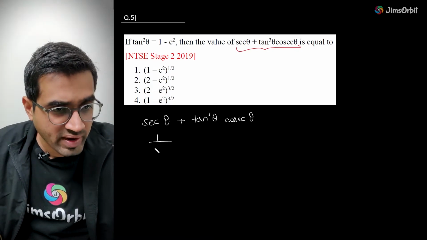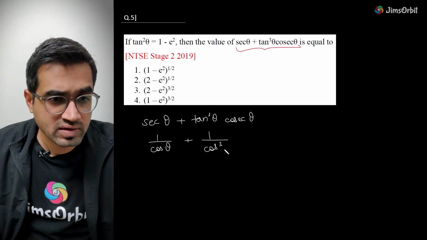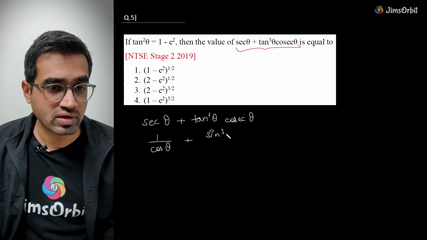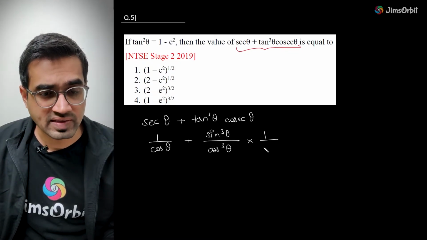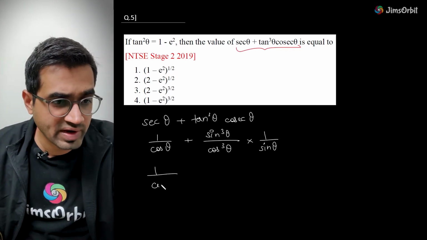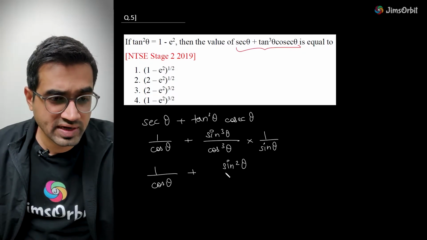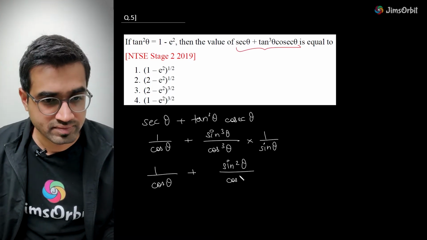At this point of time, you can do one thing. You can write this as 1 by cos theta. This is sine cube by cos cube theta. I'm sorry. And this will be 1 by sine theta. Now, if you notice one thing, you can cancel out one sine. So what will be left is 1 by cos theta plus sine square theta by cos cube theta.